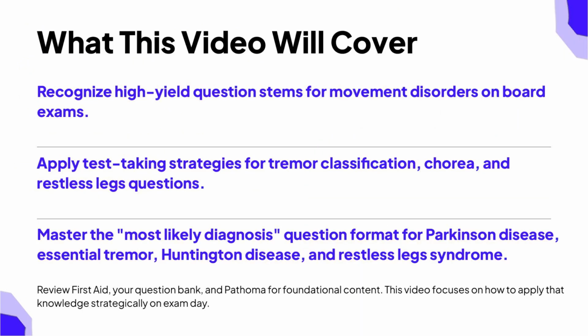First, we will learn how to recognize high-yield question stems for movement disorders on your board exam. Second, we will apply test-taking strategies specifically for tremor classification, chorea, and restless legs questions. Third, we will master the most likely diagnosis question format for Parkinson's disease, essential tremor, Huntington disease, and restless legs syndrome. Before diving in, make sure you have reviewed First Aid, your question bank, and Pathoma for the foundational content. This video is all about applying that knowledge strategically on exam day.